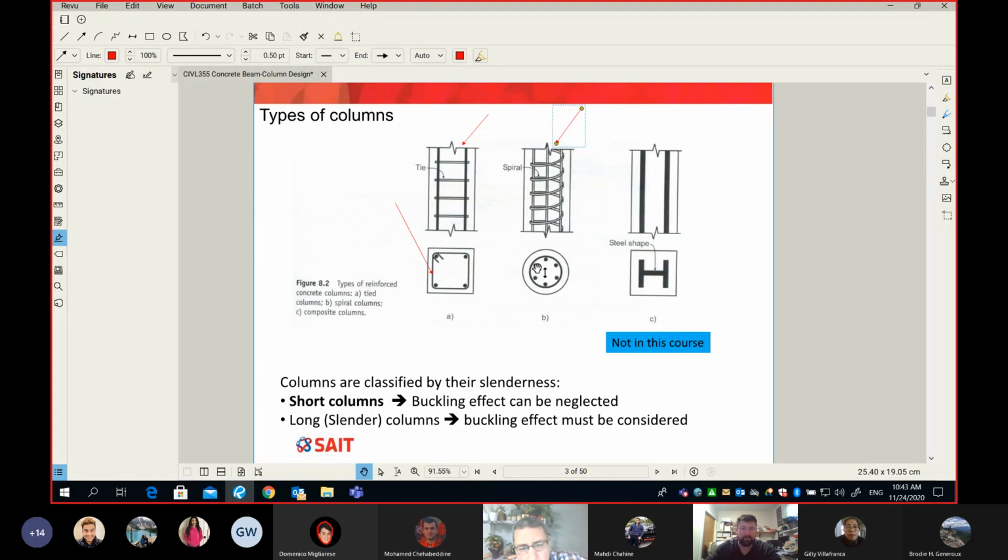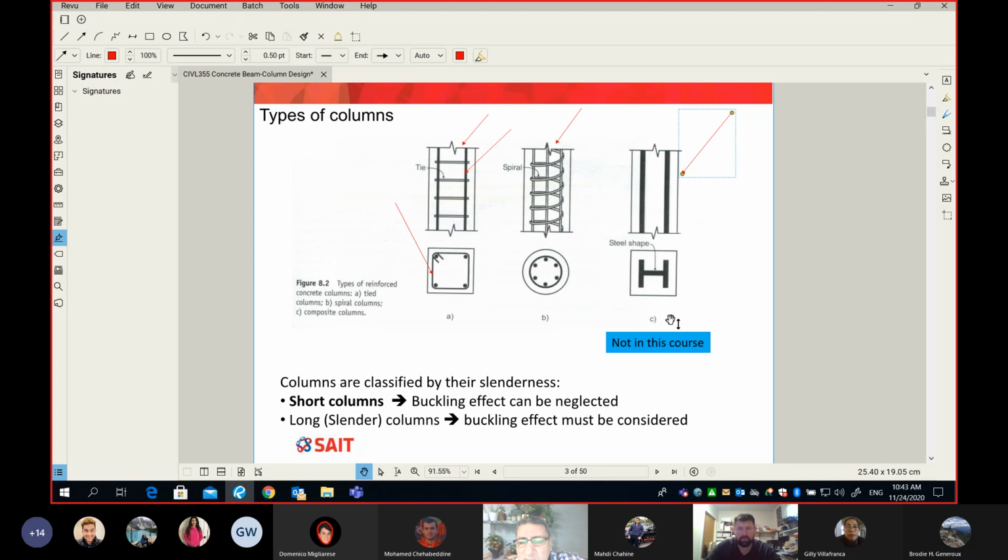But both of them, we call them reinforced concrete columns. So it's mainly concrete, and we add some reinforcement, which is the vertical bars, those vertical bars in addition to the ties. However, there are some columns that people sometimes use, which is not really reinforced concrete.